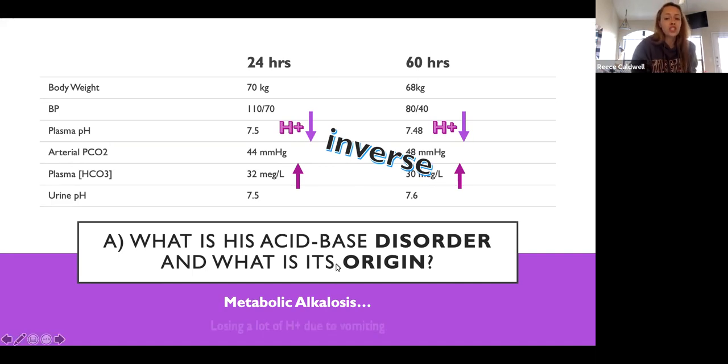And what is its origin? The origin is the loss of hydrogen ions due to the vomiting. So whenever you're vomiting, hydrogen ions are leaving your body, making it more basic.